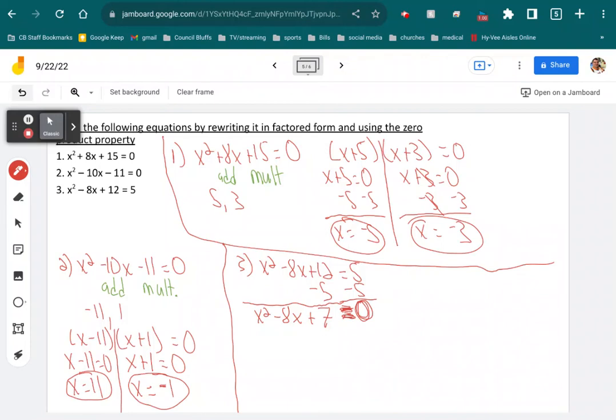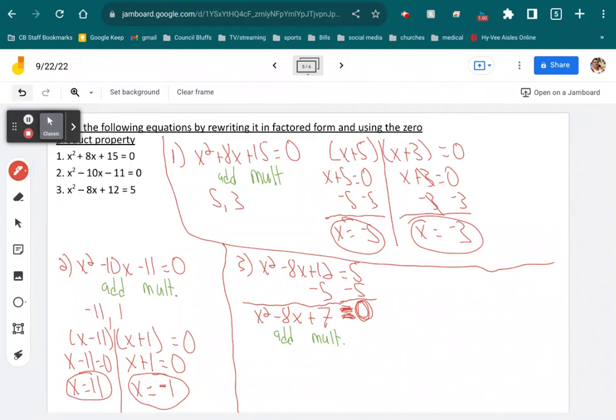X squared minus 8x plus 7 equals 0. So this is what I'm going to solve here. This is what I'm going to factor. So I'm going to look for two numbers that add up to negative 8 and multiply to positive 7.